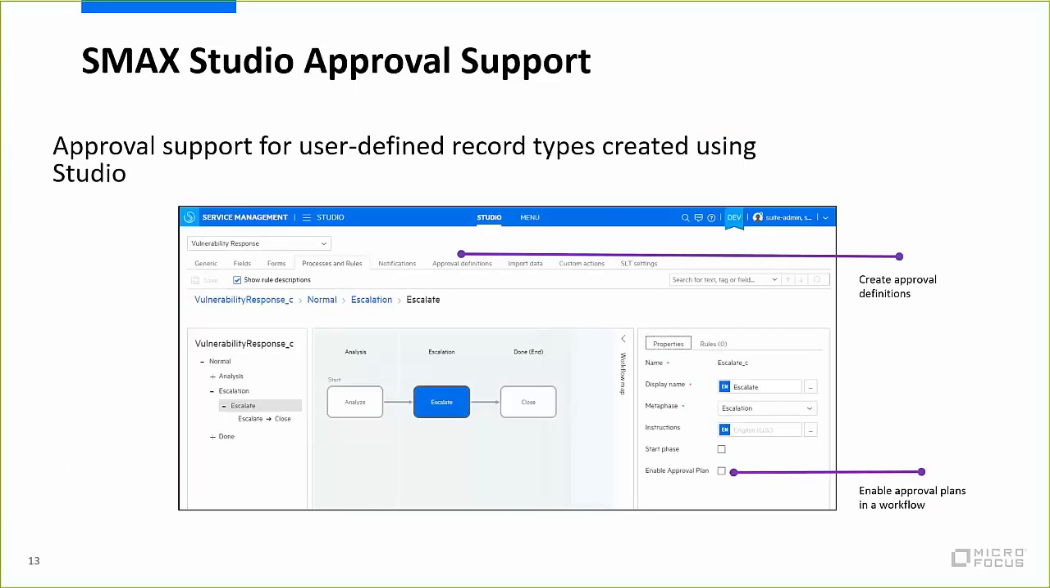We have the approval, same as for some of the existing out-of-the-box entities like request, we do have an approval definition tab where we can create, in this case, custom approval definitions at the governance level, which would apply then to all the records in that entity. Next slide.